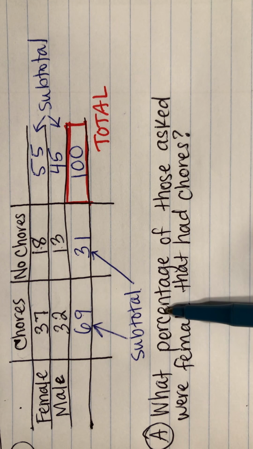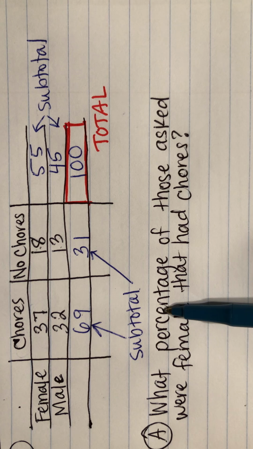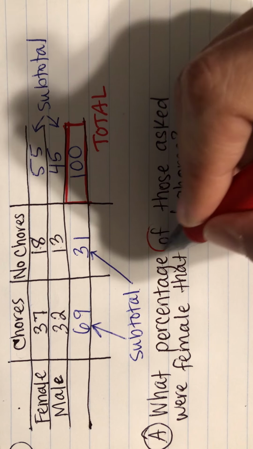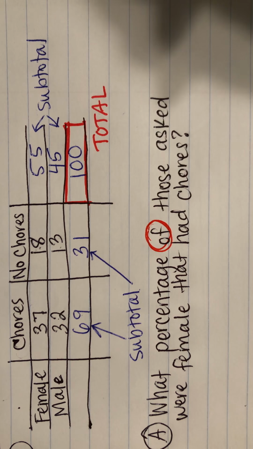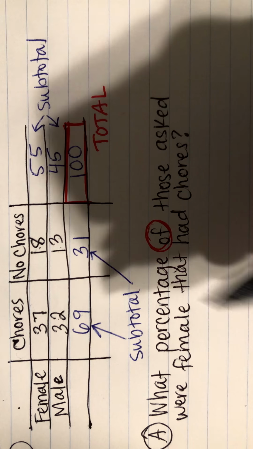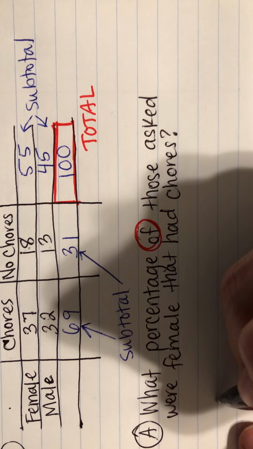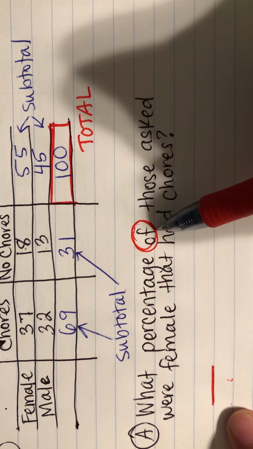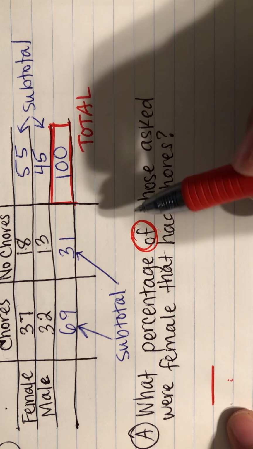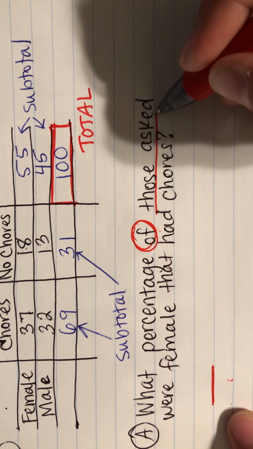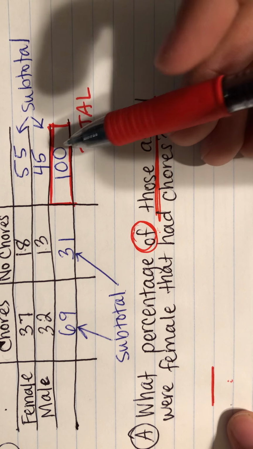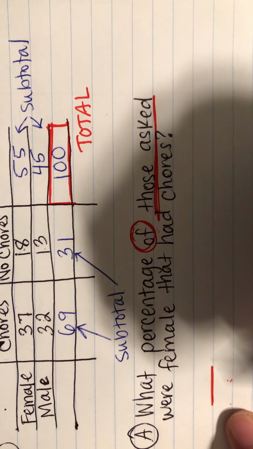So here it's asking us to find a percent, and then one of the clue words that you want to remember to look for is the word of. Right after the word of, you're going to have a percentage. Remember, we can write as a fraction. The bottom number is going to be what that of tells us to look for. So of those asked. Those asked means our total. So that 100, our total, goes on the bottom.